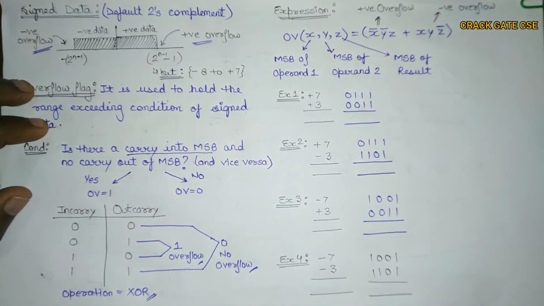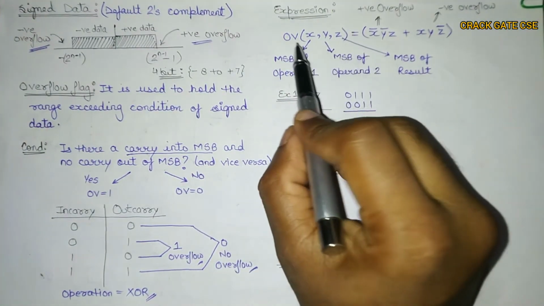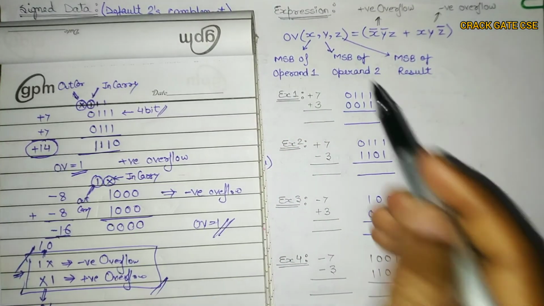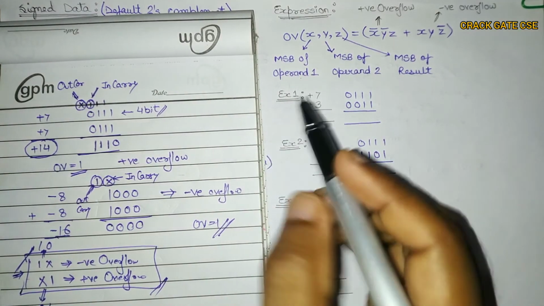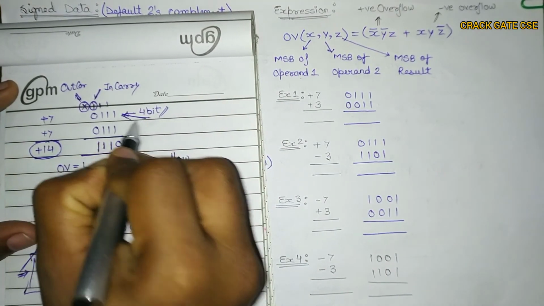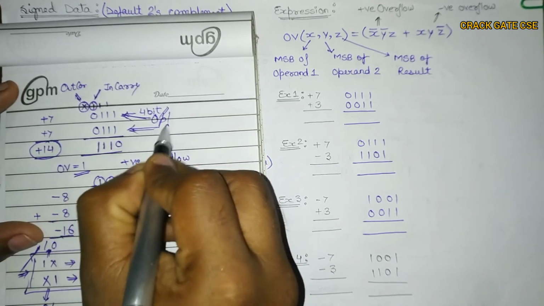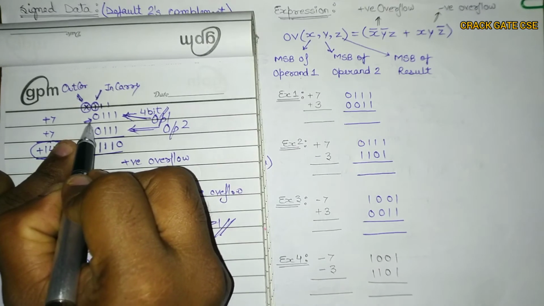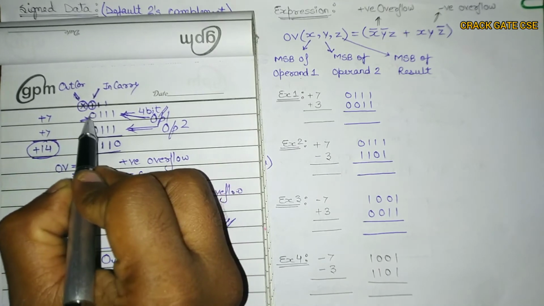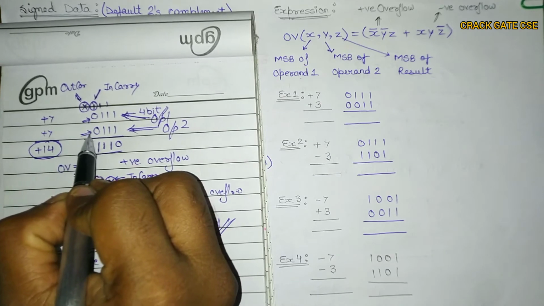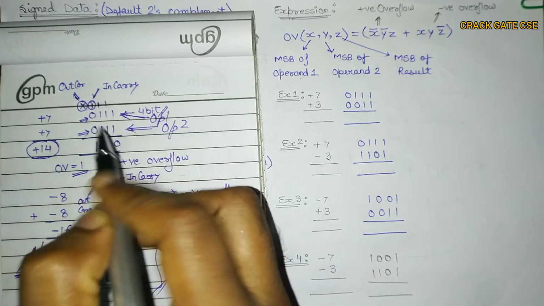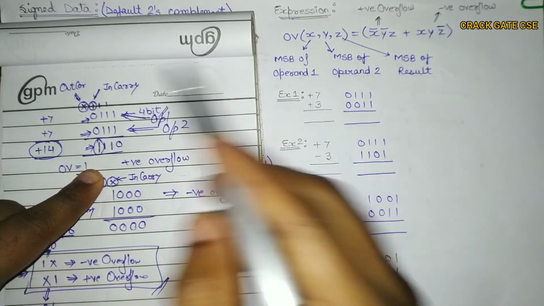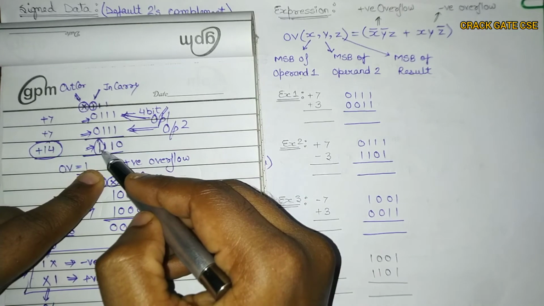Now what is the condition? What is the expression? We can represent the overflow expression as OV = XYZ. So what is X? X is the MSB of operand 1. Here this one was operand 1 and this one is operand 2. So this particular value X is the MSB of operand 1, this 0, and this particular 0 is the MSB of operand 2, and this 1 is the MSB of the result. So these are X, Y and Z, right?